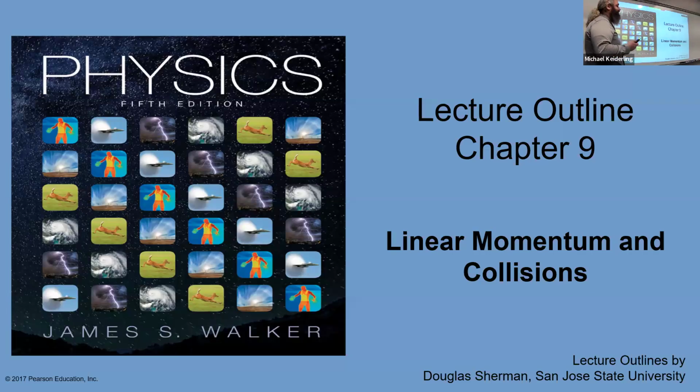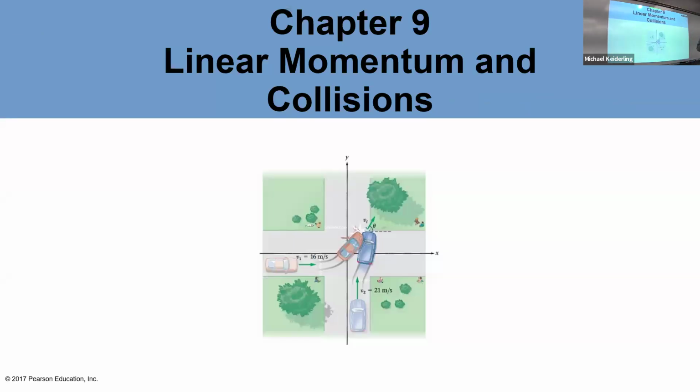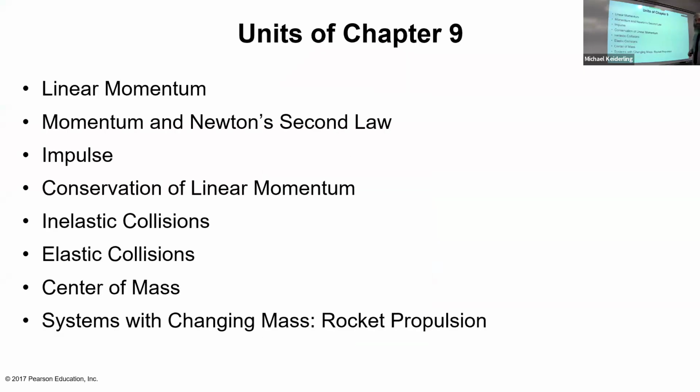So chapter 9 is about linear momentum and collisions. So here is an example of conservation of linear momentum in a collision. Two things colliding with each other, and you can figure out their final velocity based on conservation of momentum.